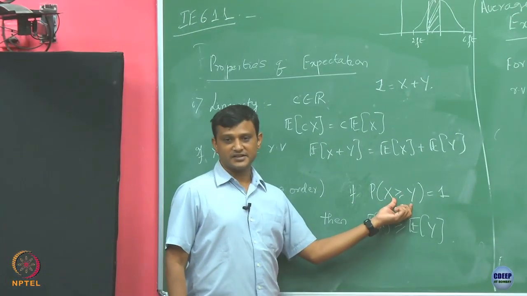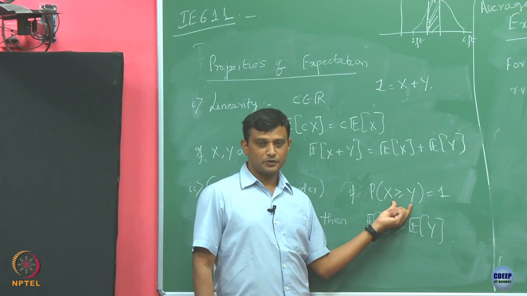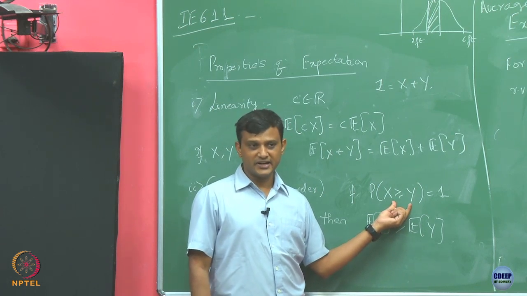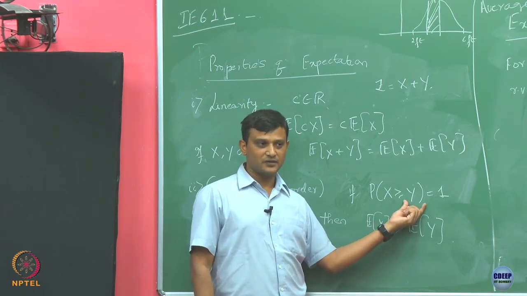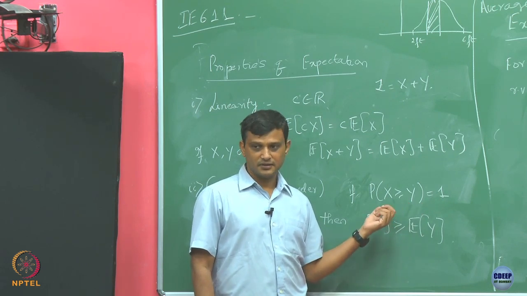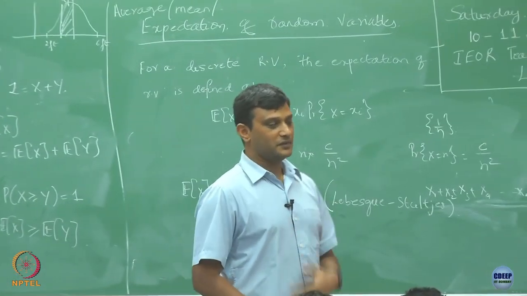So what is the meaning of this? The probability that x is greater than or equal to y is 1. What does this mean? Yeah, what do you mean by that?